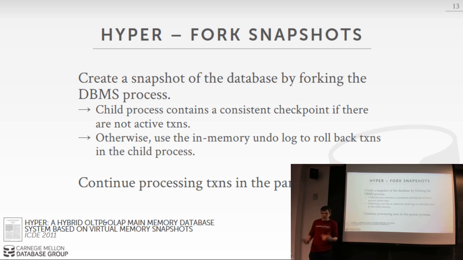So again, the nice thing about this is that other than having to do this little extra work of rolling back transactions that were actively running on the parent when you did the fork, you don't have to do anything special, right? The operating system does everything for you. Of course, now the downside is that since the parent process is still going to continue processing transactions, it's going to start modifying memory, and the operating system is going to have to start making copies of those pages and updating them, right? Because the child process shouldn't see them.